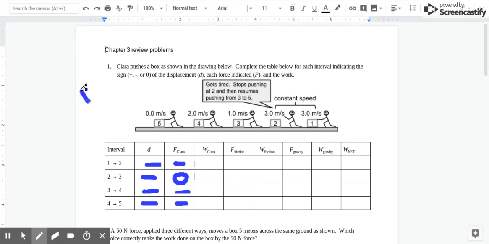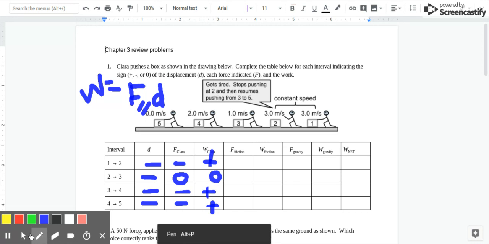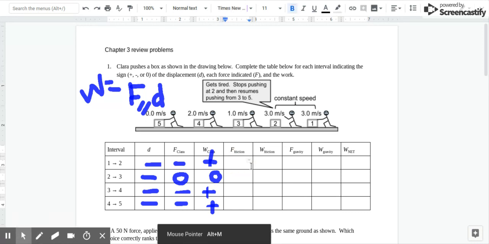And then we're going to use W equals F parallel D to figure out work of Clara. Sorry, it's taking me a while. So a negative times a negative is a positive. A negative times 0 is 0. A negative times a negative is a positive. And then again, a negative times negative is positive. You know what? I think I should just type. Oh, that's much easier.